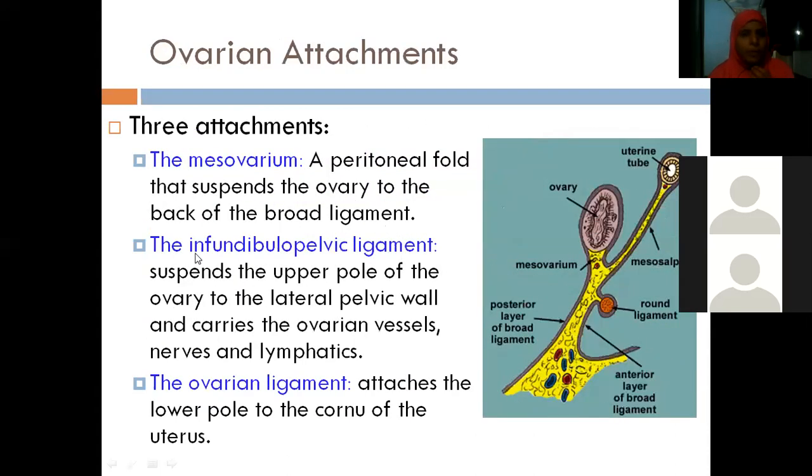Now let us come to the ovarian attachments. I told you the ovary has no peritoneal covering, but there are certain peritoneal folds suspending the ovary. The fold which suspends the ovary to the back of the broad ligament is called the mesovarium. Then the infundibulopelvic ligament suspends the upper pole of the ovary to the lateral pelvic wall.